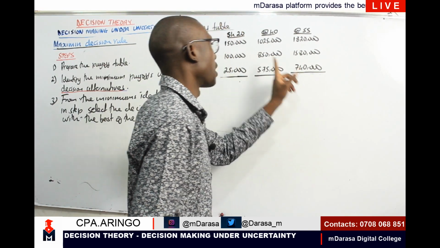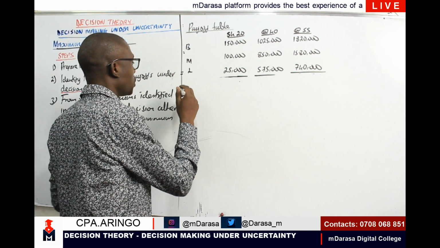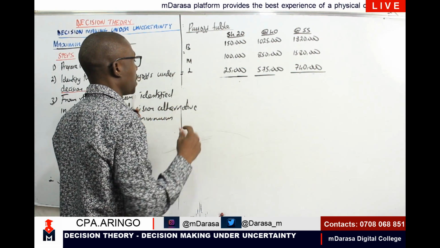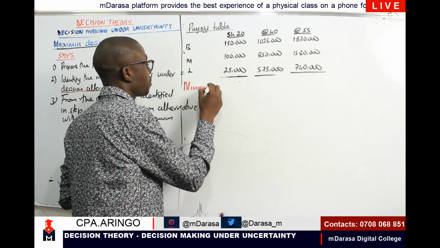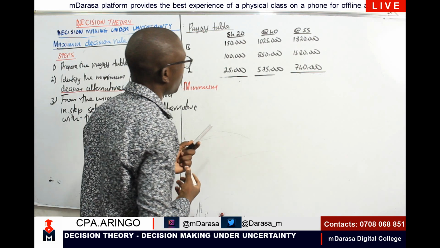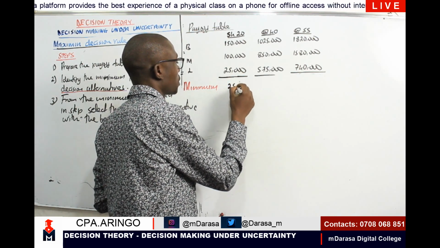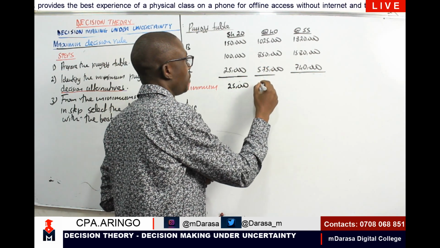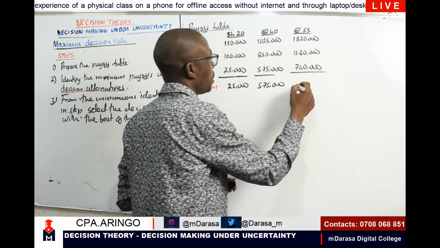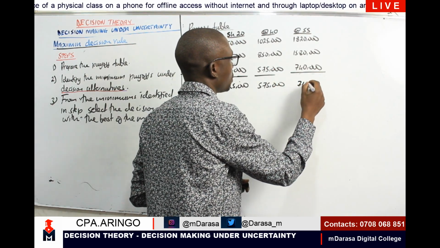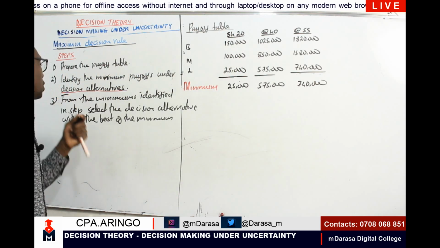Now, this is what you are going to do. Already, we have prepared our payoff table, right? So from our payoff table, we need to identify the minimum returns under each decision alternative. At 20, the minimum I can clearly see is 25,000. At 40, the minimum is 575,000. At 55, the minimum is 740,000. We've identified the minimums. That is step number 2.